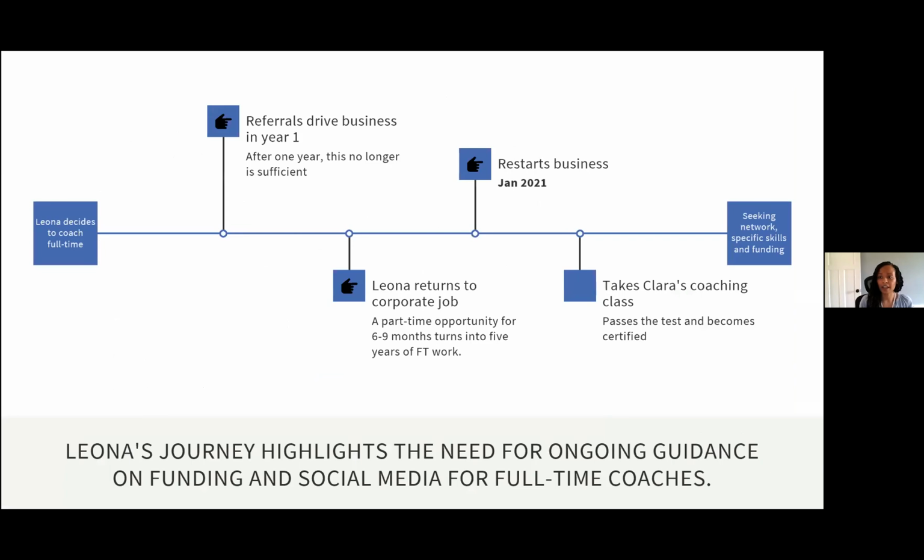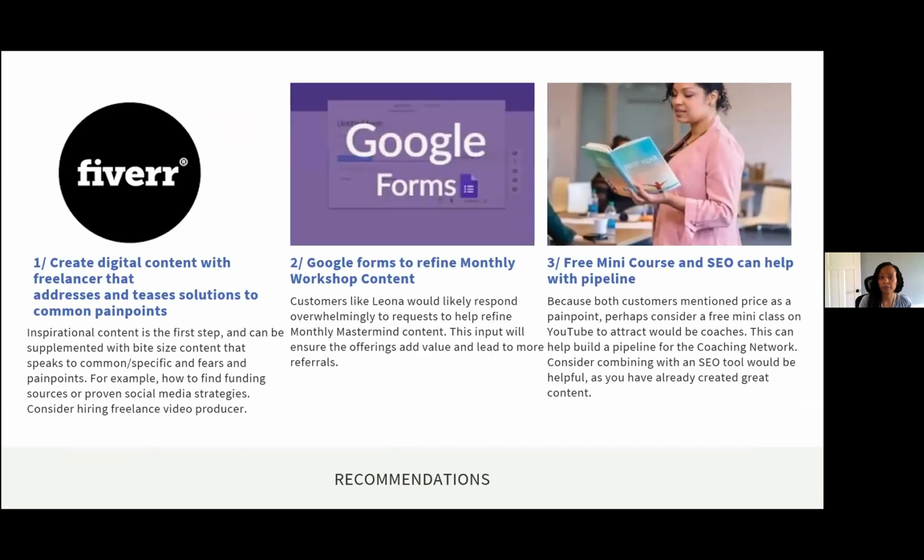So we're just looking at how this relationship evolves in terms of running her own business. We thought it was important to highlight her journey as trying to be a full-time coach. So she launches the business, she has the referrals, but then it dries up after 1 year. She has to return to a corporate job. She restarts her business, and that's where she links up with Clara to take her coaching certification class. But now she needs ongoing support and guidance that this coaching network that Clara is offering can provide.